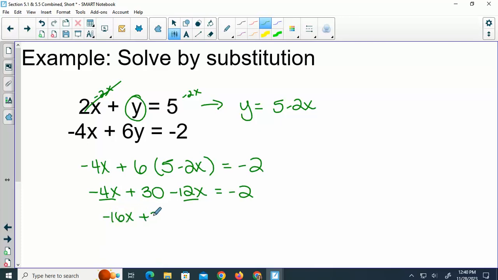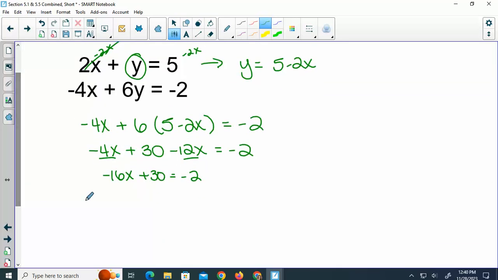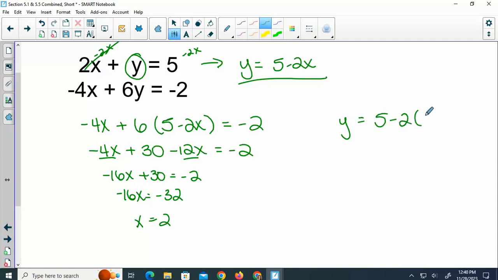16x. Subtract the 30. Divide, so x is positive 2. By the way, do these have to work out to be nice answers? No. All right, and then once I have x, I can plug it back in for y. So y is 5 minus 2 times x. So 5 minus 2 times 2 is 4. So y is 1. So the answer is (2, 1).